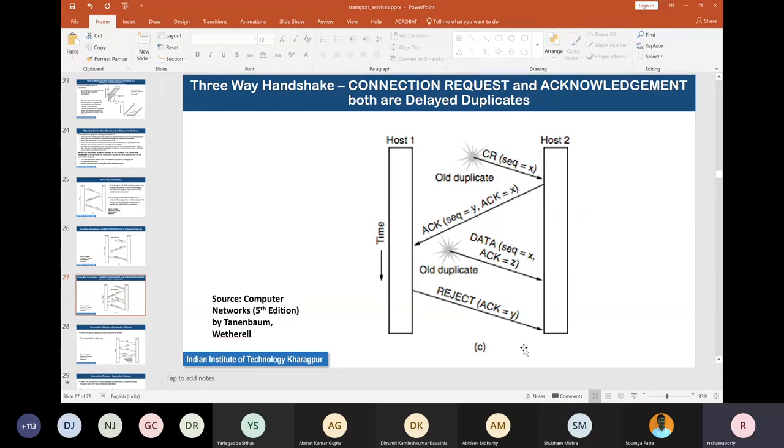Are you understanding? So neither does host 2 get fooled into starting a new connection, nor does host 1 get fooled into accepting some old data packet. Host 2 half-heartedly started the new connection with this acknowledgement packet, but it will close down the connection after it gets the reject message saying that the other party has rejected the connection.